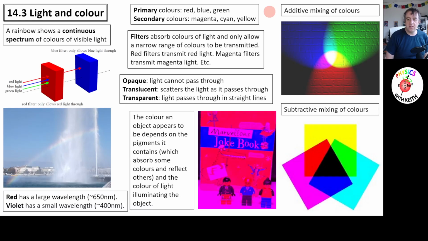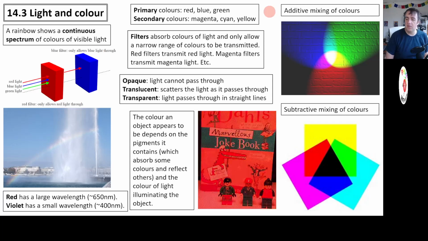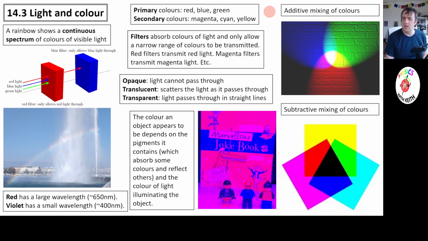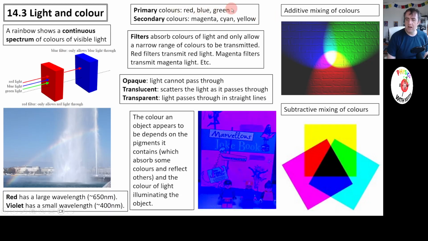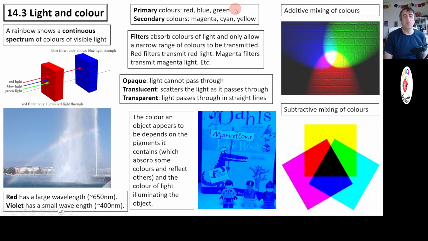This is just an exercise in knowing some colours, though, because we're just making notes from this stuff, and maybe it's acting as a revision aid. So you probably know this stuff already. Primary colours: red, blue, green. They are the primary colours of light.